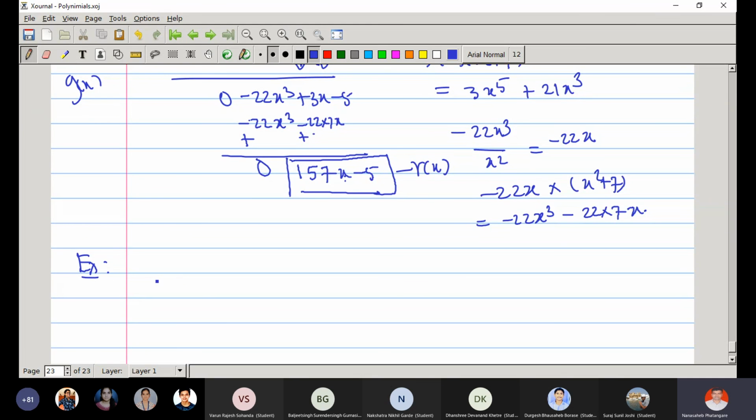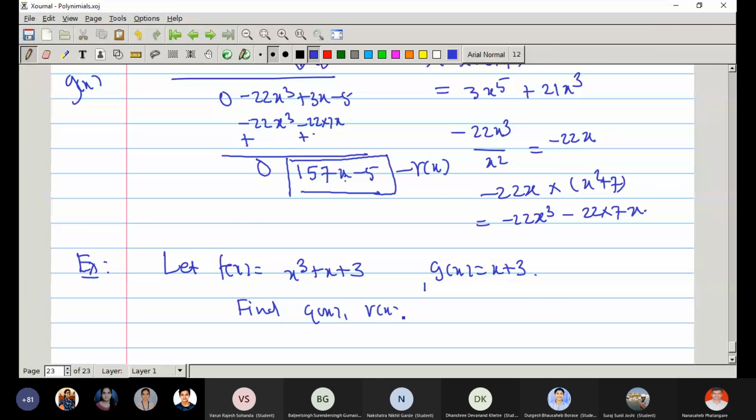Correct? Do similar calculations for this. f(x) is equal to x cube plus x plus 3 and g(x) is equal to x plus 3. And find the quotient and remainder. Find q(x) and r(x) such that f(x) is equal to g(x) into q(x) plus r(x), right? So you work out this.